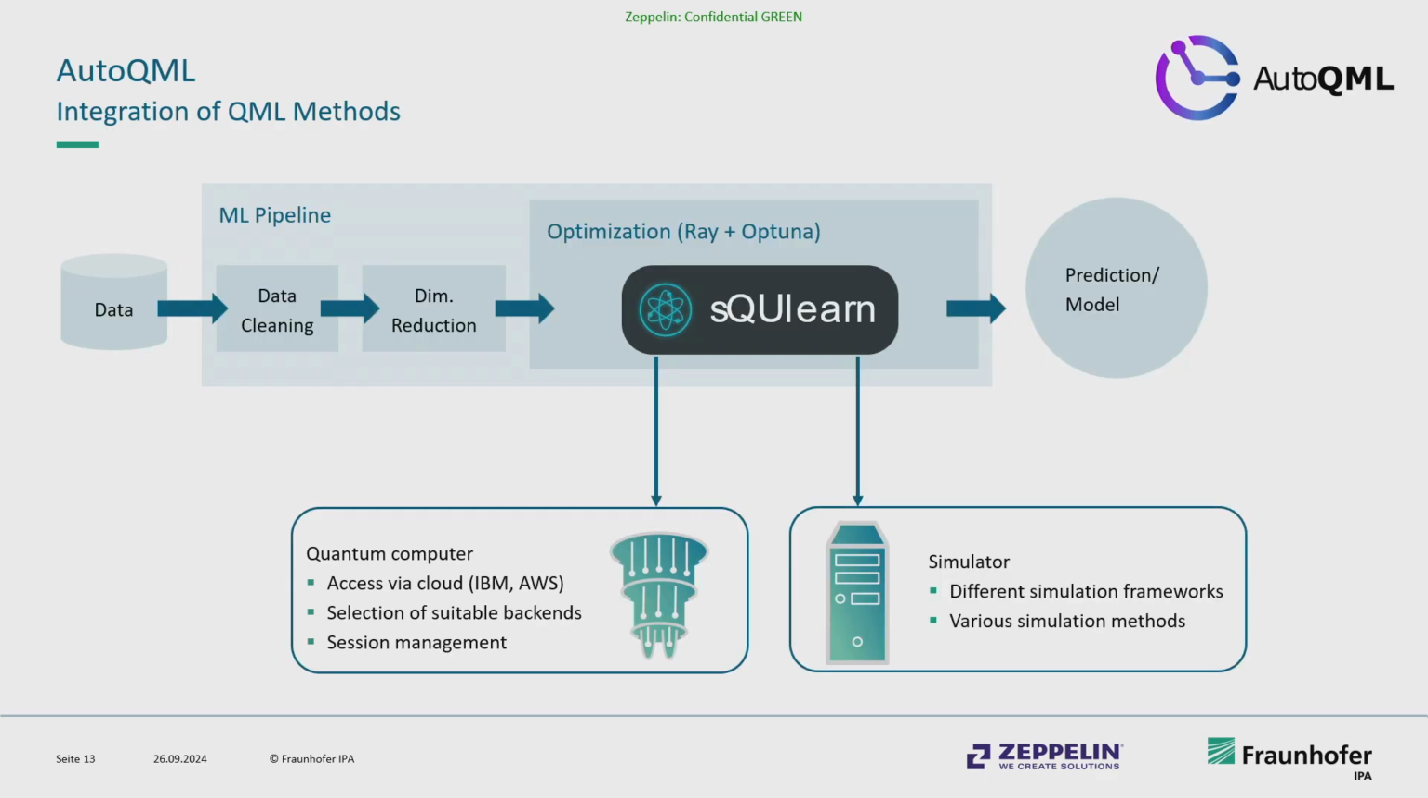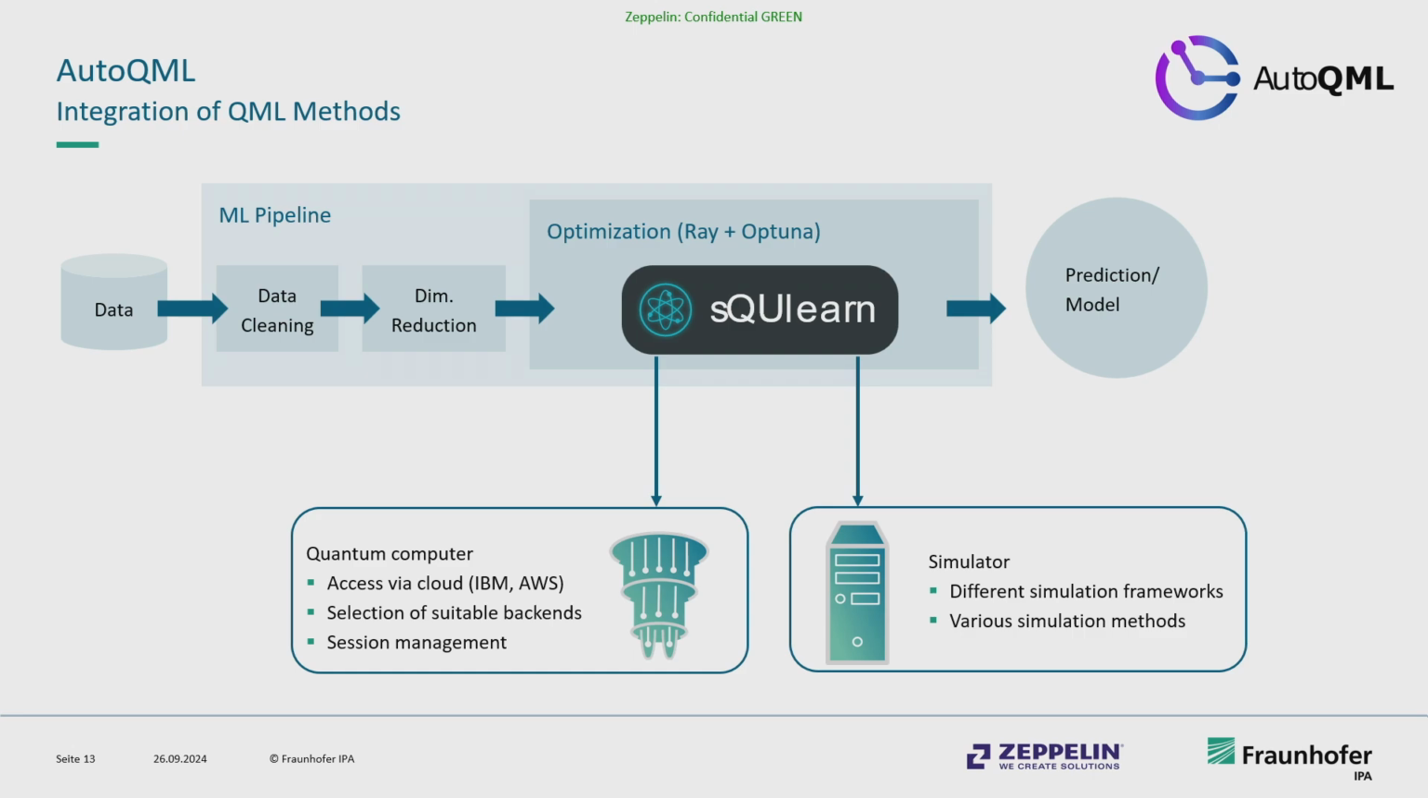So if we go back to this initial picture, then we use sQUlearn to provide the algorithms in the algorithm pool. For optimization, we use a combination of RayTune and Optuna, where Optuna is basically there to just sample useful combinations, and then RayTune parallelizes it and optimizes the remaining degrees of freedom. sQUlearn also takes care of the quantum computing backends, which you can access via cloud. And we also have a session management, which is just a convenience feature.